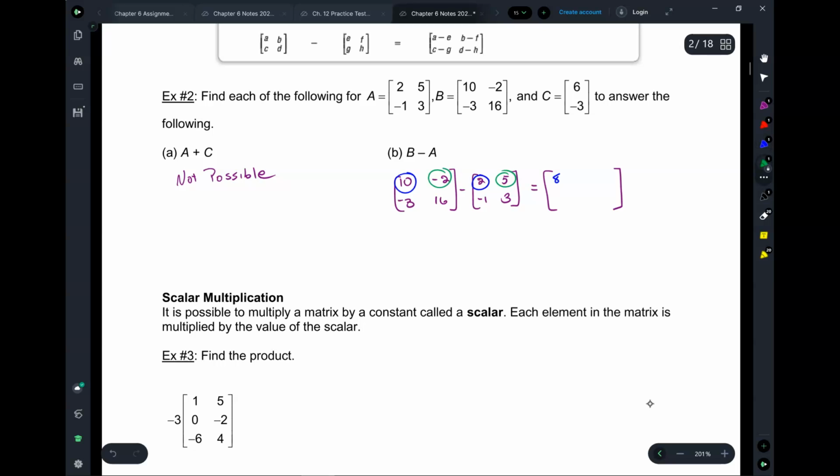What do I write down? Negative 7. These two, subtract. What do I write down? And then these two, subtract. What do I write down? 13. That's it. You're done. You just added matrices or subtracted matrices. It's so straightforward.